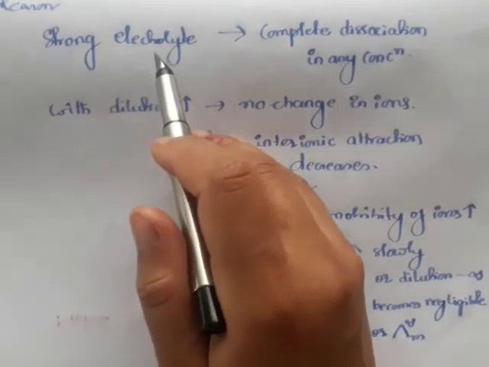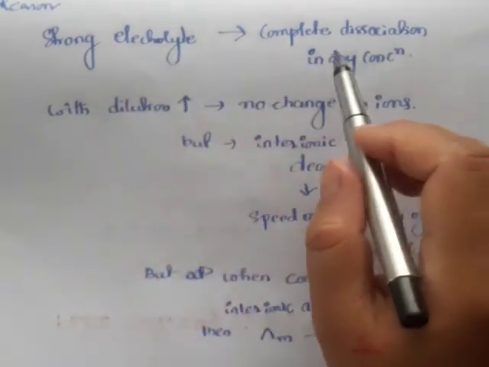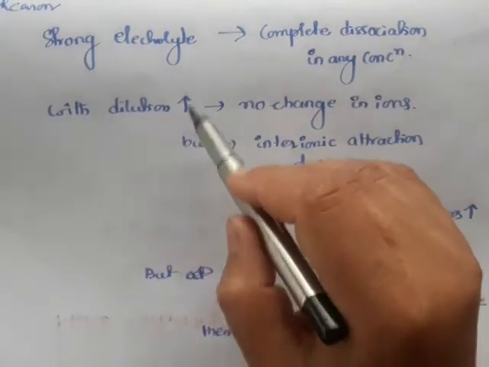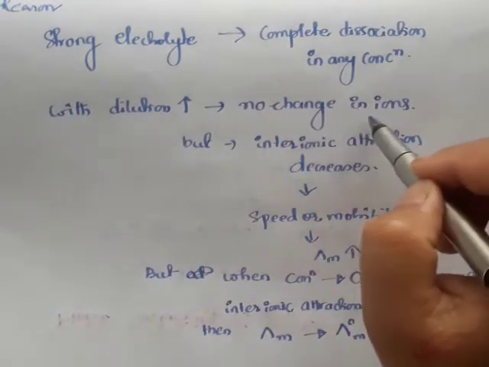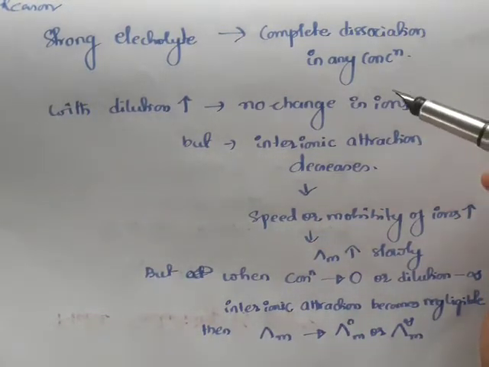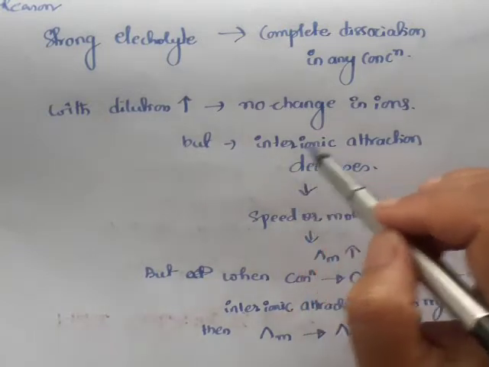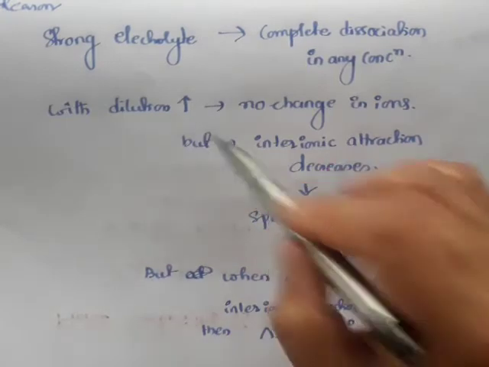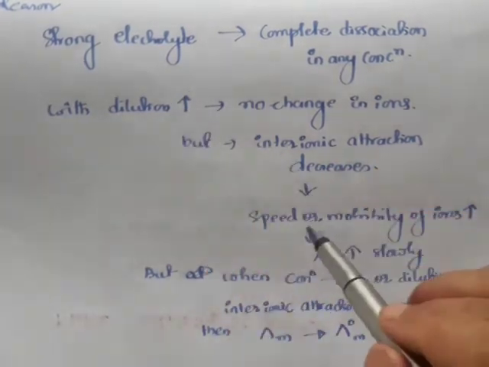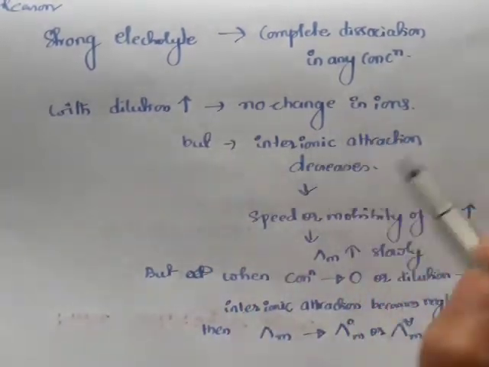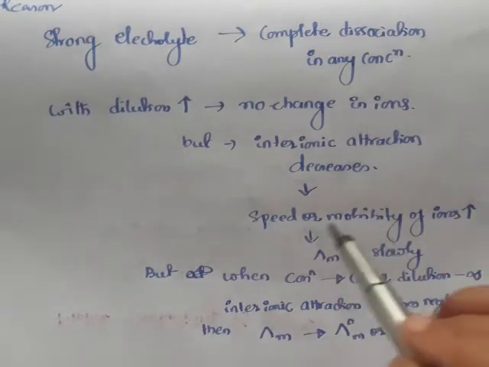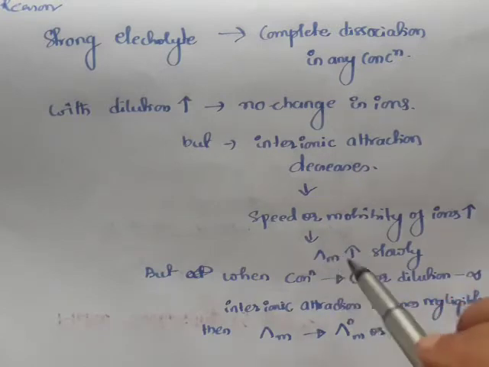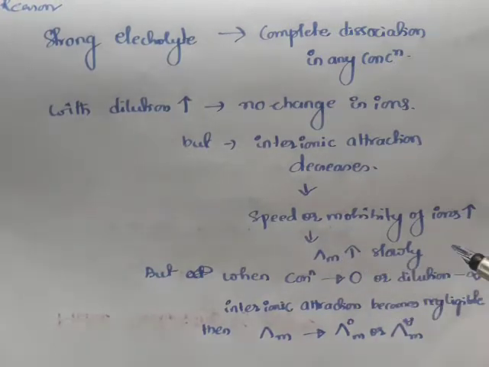Now, what is a strong electrolyte? It is an electrolyte where complete dissociation takes place at any concentration. Now with dilution, what will happen? There will be no change in the number of ions because the electrolyte is completely ionized. But what about the inter-ionic attraction? It decreases with dilution. Because of the decrease in ionic attraction, the speed or mobility of ions increases. So lambda m slowly increases.